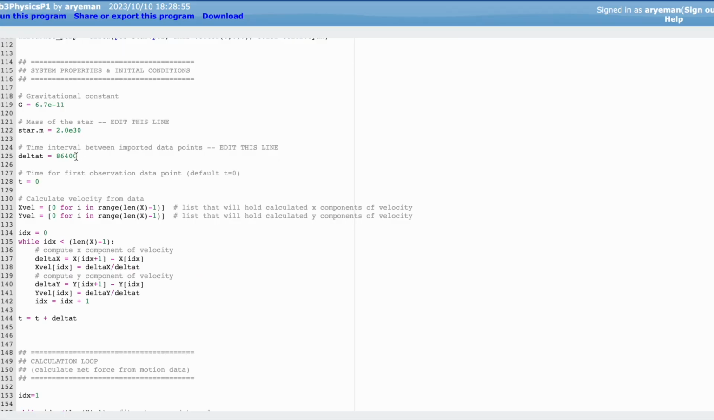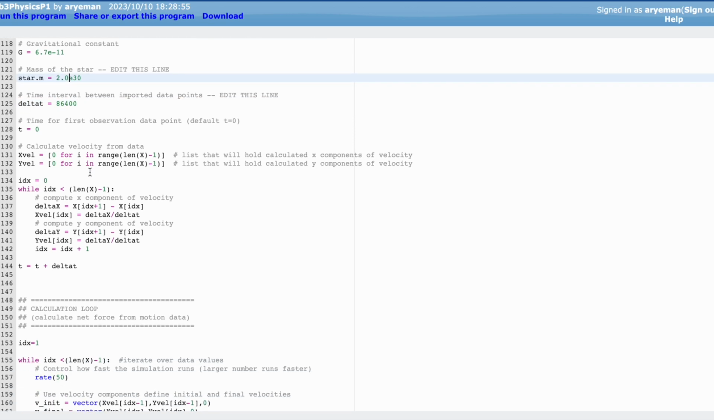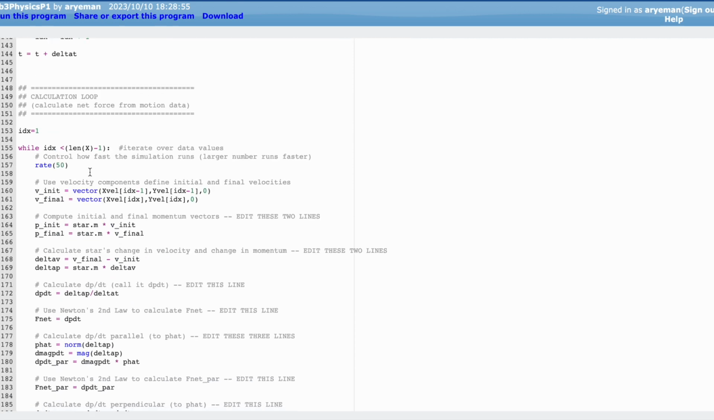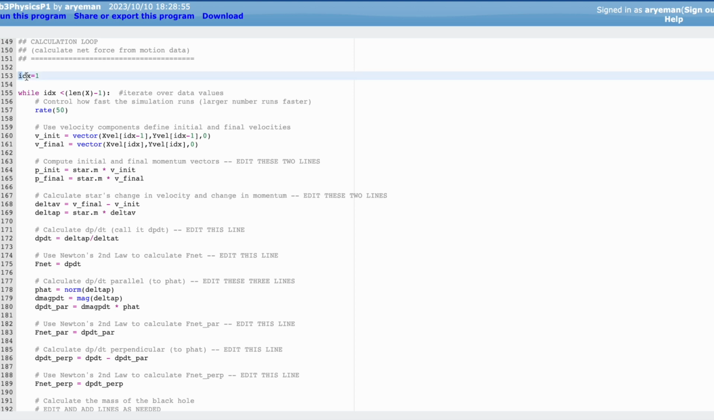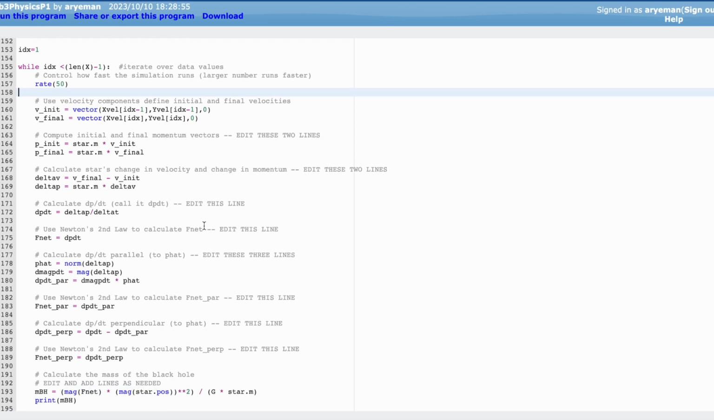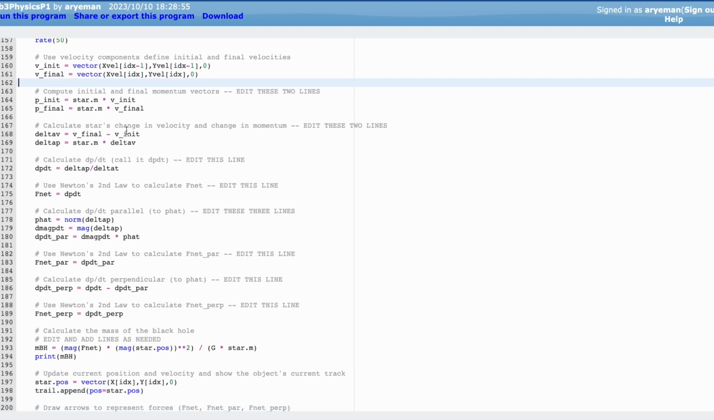We had to change the delta t to 60 times 60 times 24, which is 86,400, as our interval, because each data point was about a day apart. And then the star's mass is 2 times 10 to the 30. As we iterate over the data values, we can find the dp dt. In this case, we're starting at index 1, incrementing for however long the data set is. The initial velocity will just be the previous index's velocity, and the final will be the current index's velocity. We can use that information to figure out the initial momentum, which is mass times velocity.